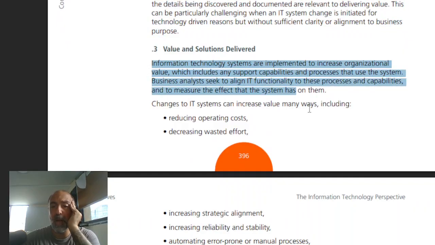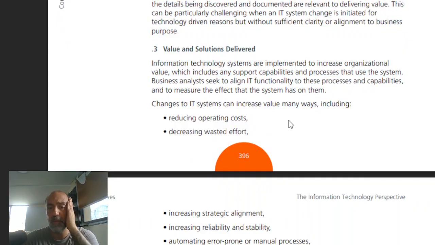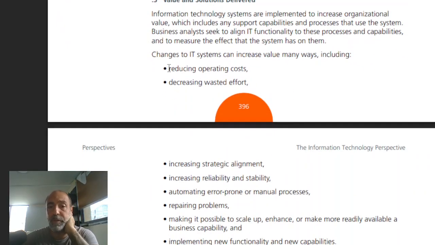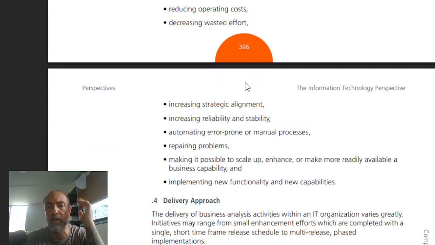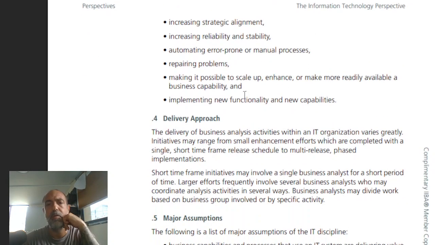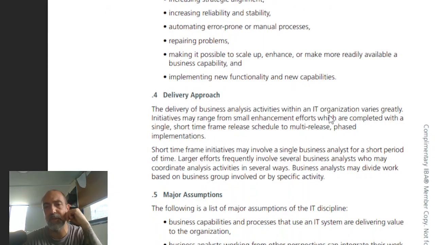Here we're talking about the value and the solutions that can be delivered. So the changes to IT system can increase value in many ways: reducing operating costs, decreasing wasted effort, increasing strategic alignment to the vision or mission, increasing reliability and stability, automating error-prone and manual processes, repairing problems, making it possible to scale up, enhancing and making more readily available business capability, and implementing new functionality and new capabilities. Change happens in multiple ways, like not messing up versus doing something right.